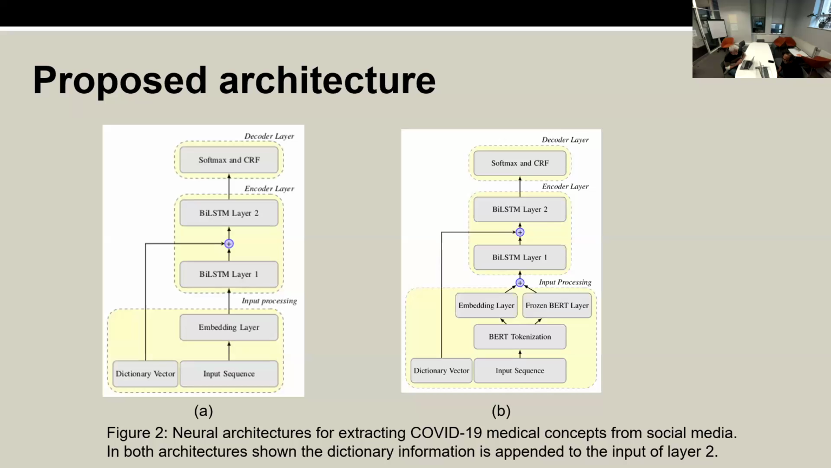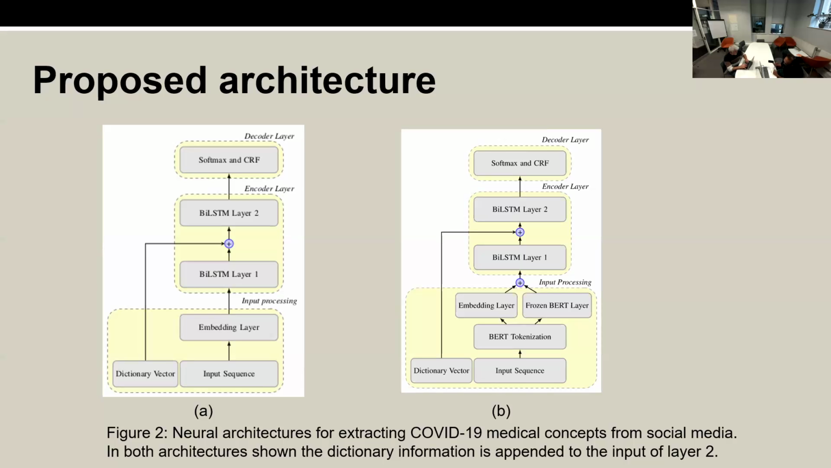And then, as I said, we used LSTM-CRF. So we created two architectures. Given an input sequence, it goes to the embedding layer. I'm talking about figure A. It goes to the embedding layer, then through the BiLSTM layer, goes to the softmax and CRF, and then it decodes the concept. Now, the dictionary vector that I've shown has actually been appended at the second layer.